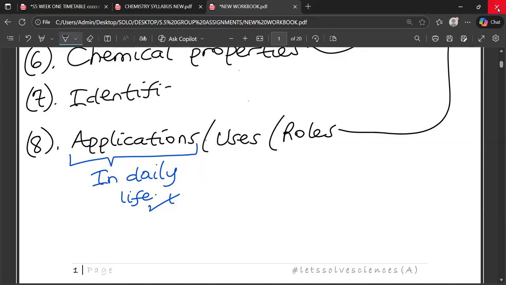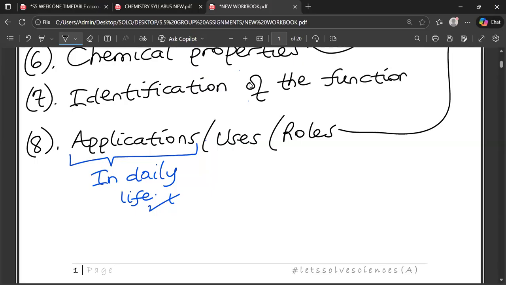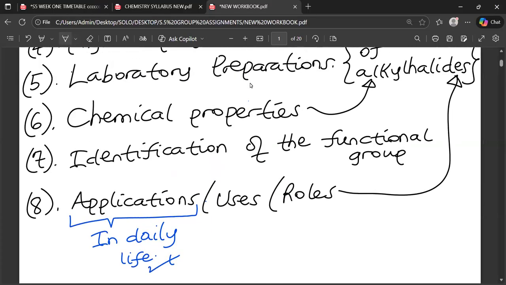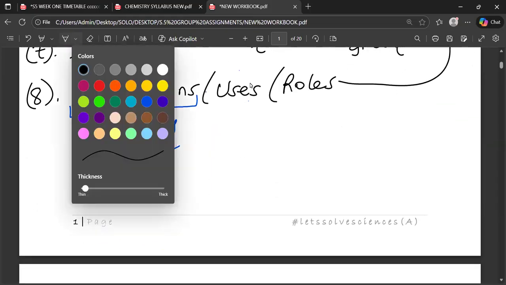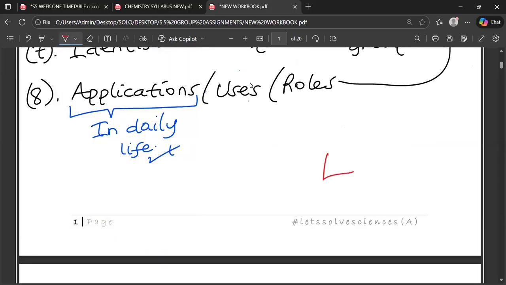And I don't usually teach this. I always refer you to a certain video, which we are going to locate again. So it's identification of the functional group, of course, of alkyl halides. So people, trust me, when all that is done, that's how we come up with the end of the topic.